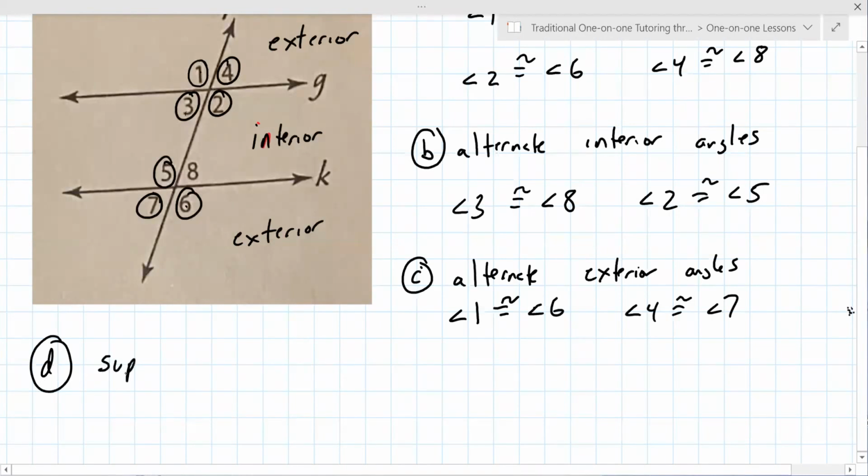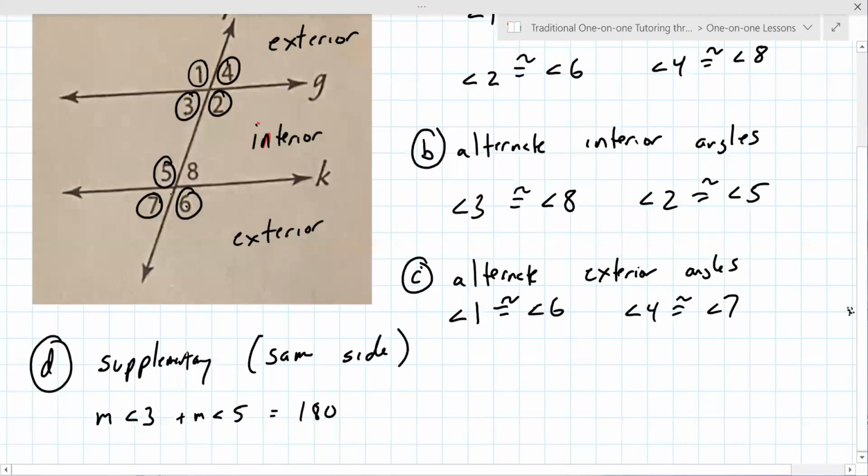Then the supplementary angles, and there's actually a lot of these. There's one that's not covered here, which is called same side, which I think is what they're referring to here. It's the same side of the transversal. So that's the measure of angle 3 plus the measure of angle 5 equals 180. See how they're on the same side of this transversal on the left? And similarly, the measure of angle 2 plus the measure of angle 8 equals 180.